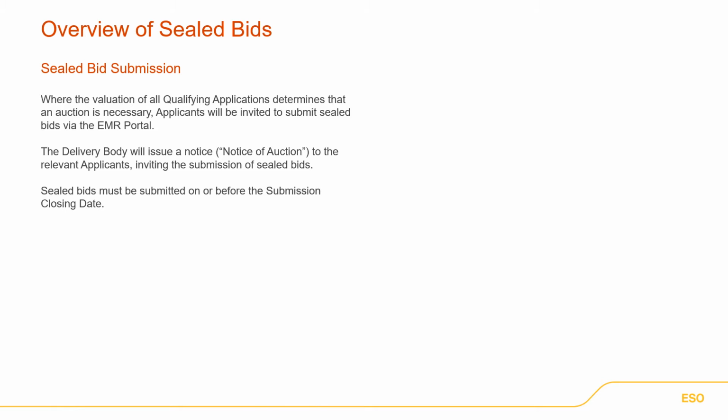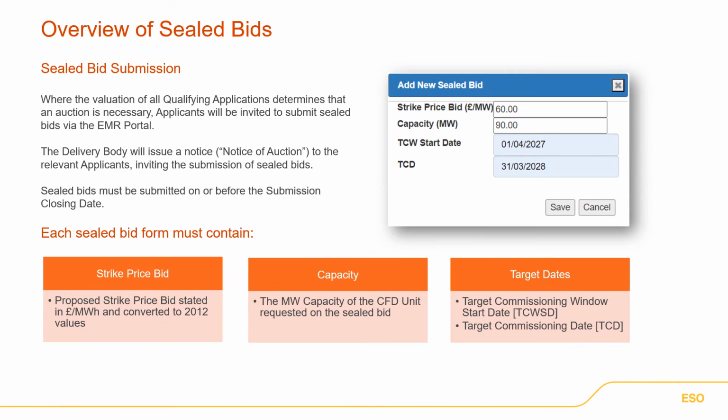However, some of the basics to cover now are: each sealed bid form must contain the applicant's proposed strike price in pound per megawatt hour and converted to 2012 values, the capacity of the CfD unit in megawatts, and if a solar PV application, please provide the megawatt AC capacity, and then finally the applicant's target dates, so the target commissioning window start date and the target commissioning date. The image on the screen indicates how the system looks for entering each bid.